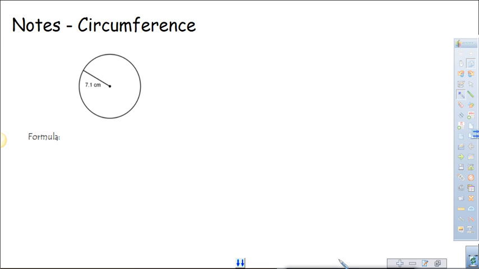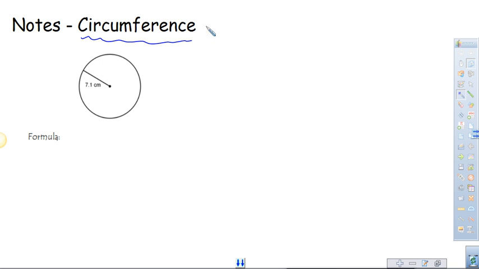Notes on circumference. So this is the first corner of that note sheet. Circumference means the perimeter of the circle. So it is the length around the circle. And length is one-dimensional. So that's really important to remember.